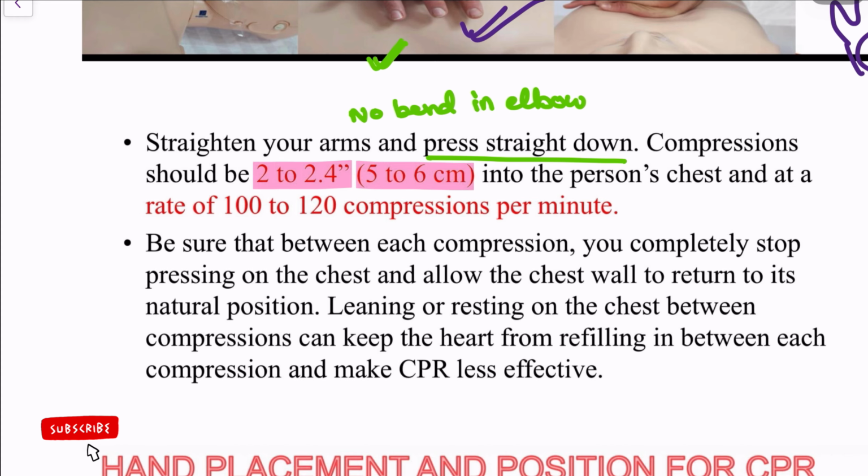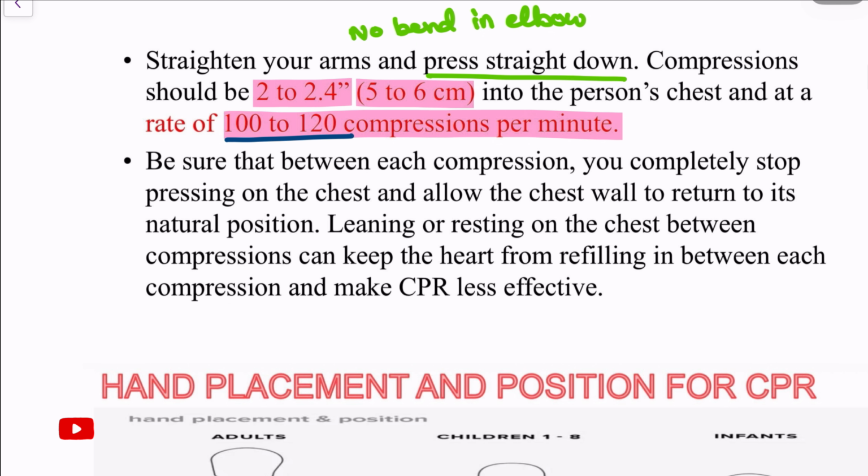and at a rate of 100 to 120 compressions per minute. Compression should be 100 to 120 compressions per minute. So what is it? Remember this very important point. The rate of compression is asked in MCQ, and also what the chest depth should be.